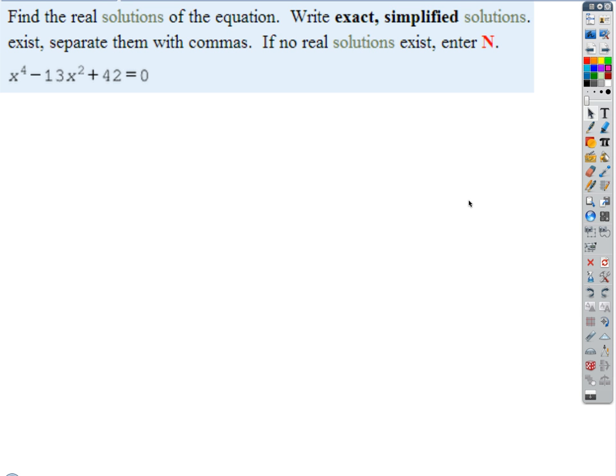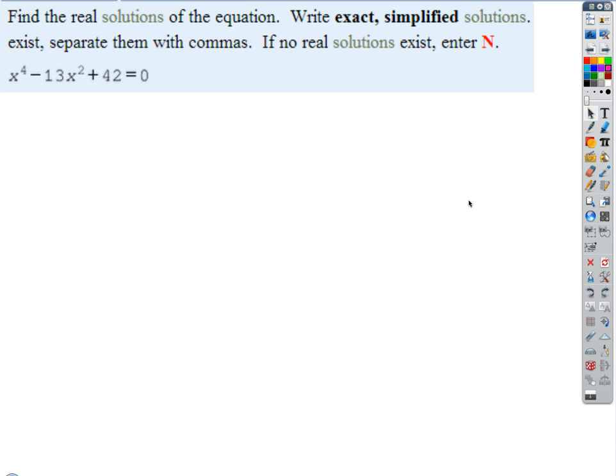Does that look like a quadratic equation to you? Yes and no. It doesn't look exactly like a quadratic equation yet because it has x to the 4th in it, right? Now, if it were a quadratic equation, what would the coefficients a, b, and c have to be? So a would be what? 1. B would be negative 13. And c would be 42.